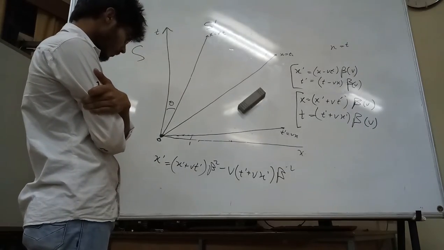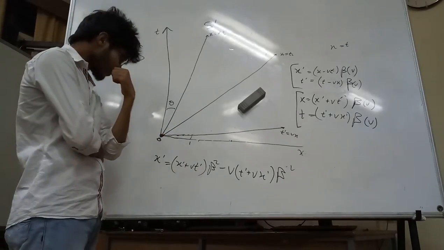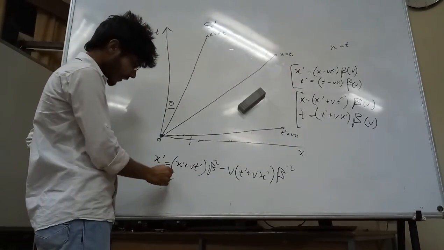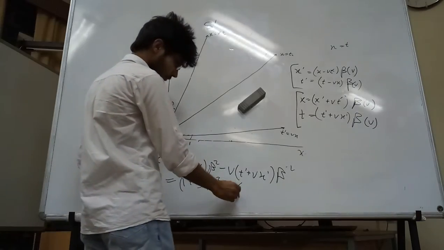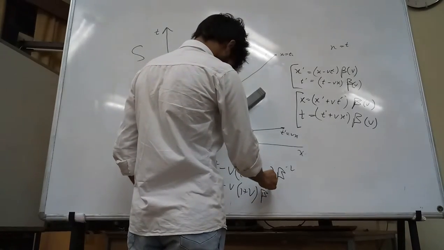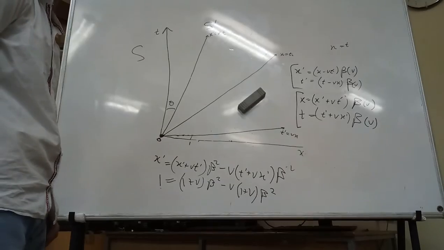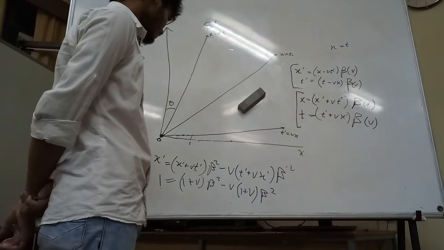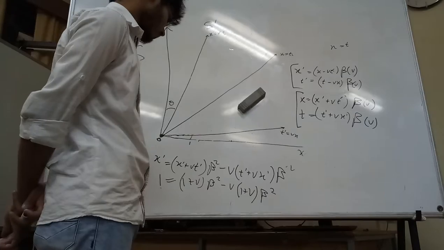Alright, so if I again put the speed of light in this equation, I can replace x and t's by 1 everywhere. So I am putting the speed of light, x equals 1 plus b times beta square minus b into 1 plus b square. And what I am getting is x dash equals 0. Oh yeah, yeah, sorry, I forgot the factor of b.